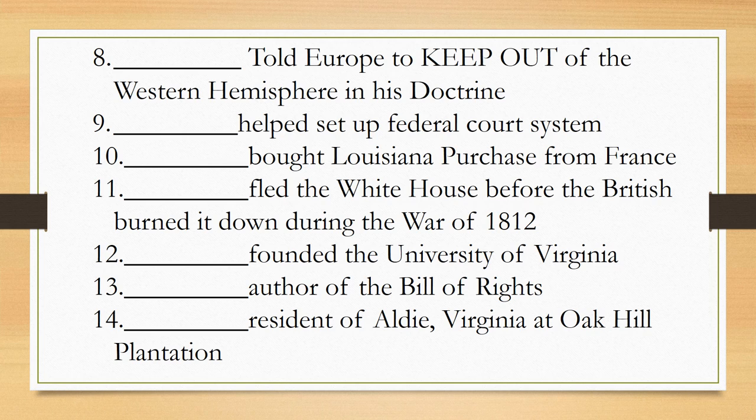Number 8, told Europe to keep out of the Western Hemisphere in his doctrine, James Monroe. Helped set up the federal court system, George Washington. Bought Louisiana Purchase from France, Thomas Jefferson. Fled the White House before the British burned it down during the War of 1812, James Madison. Founded the University of Virginia, Thomas Jefferson. Author of the Bill of Rights, James Madison. And finally, resident of Aldie, Virginia at Oak Hill Plantation, James Monroe. All right.